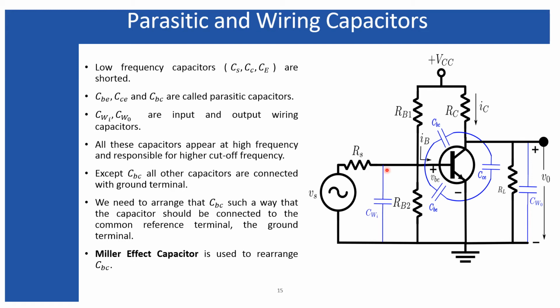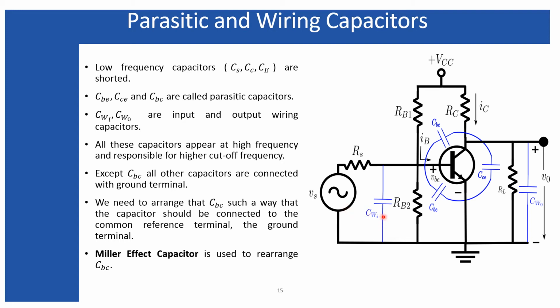And if these two contacts are placed very close to each other, then at high frequency a capacitive effect may be experienced by the circuit, and that capacitive effect we are considering by adding these wiring capacitors or the network capacitors, CWI at the input side and CWO at the output side.